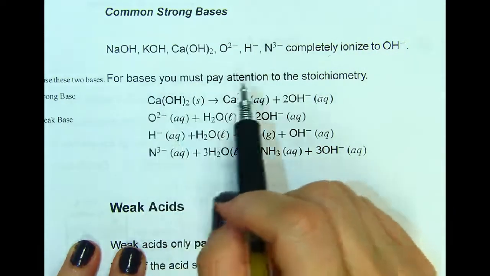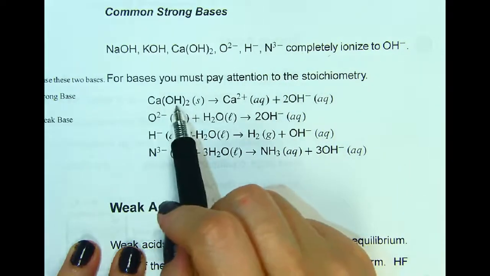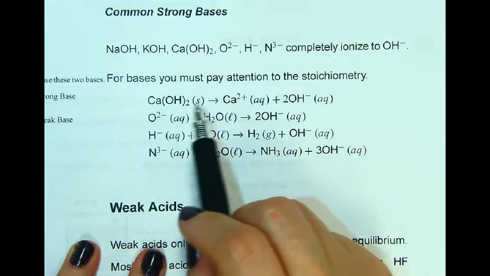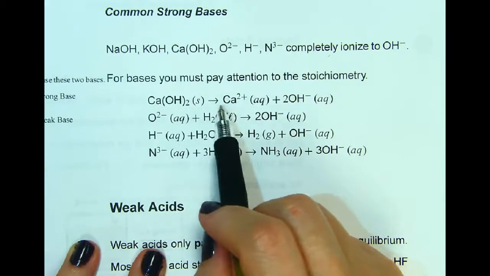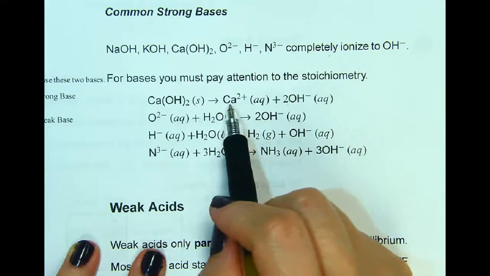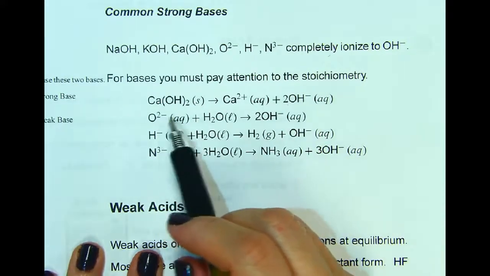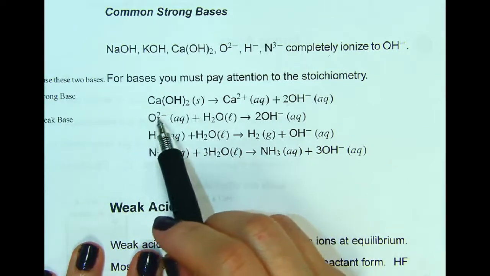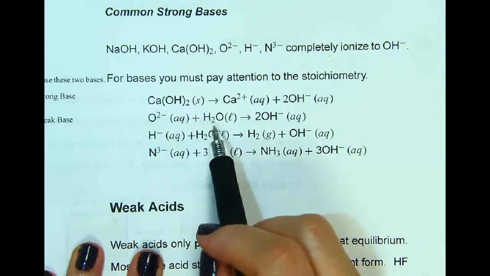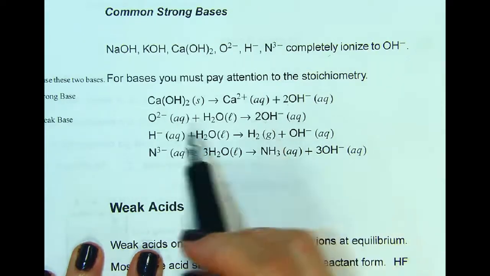For bases, you have to pay attention to the stoichiometry. So a calcium hydroxide solid, when placed in water, completely dissociates, but we end up with a 1:2 ratio of calciums to hydroxide ions. For oxide, when you place it in water, you're going to end up with HO here, and then OH here. So basically 2 hydroxides are produced from this reaction.